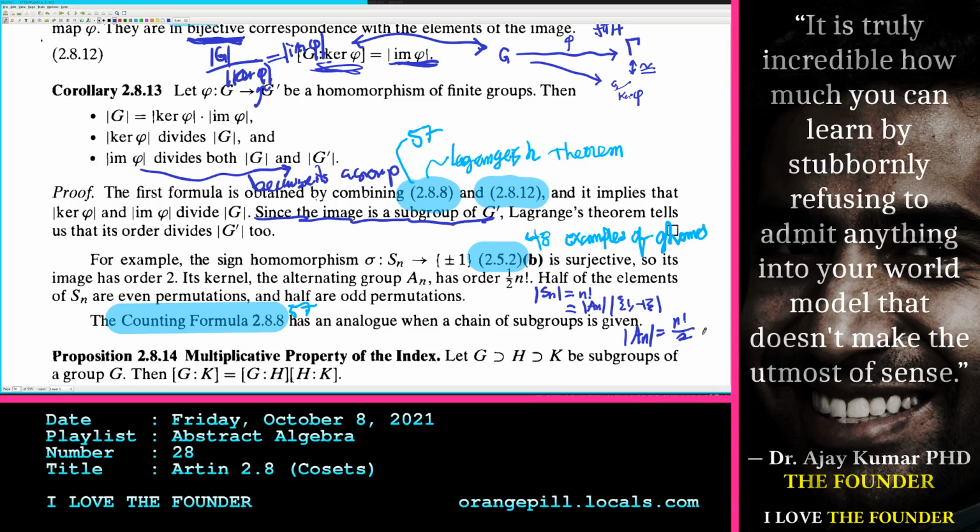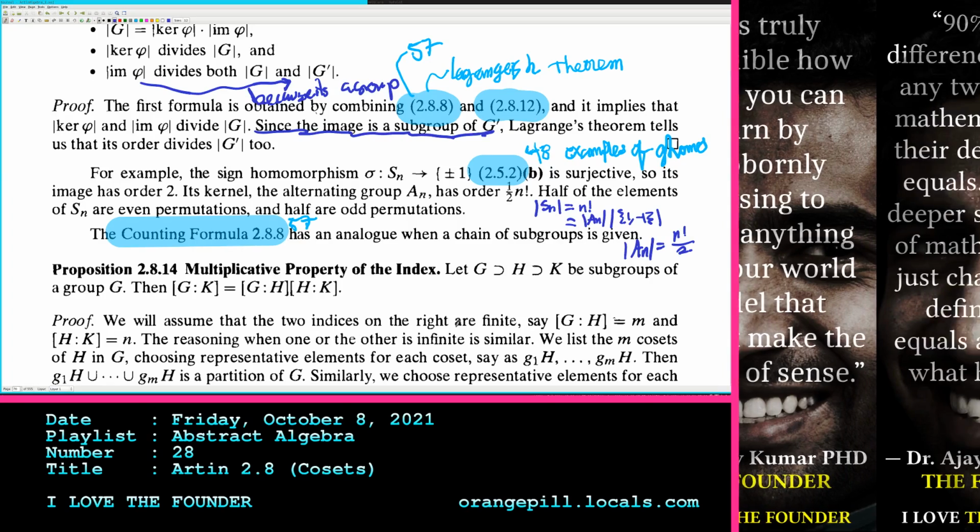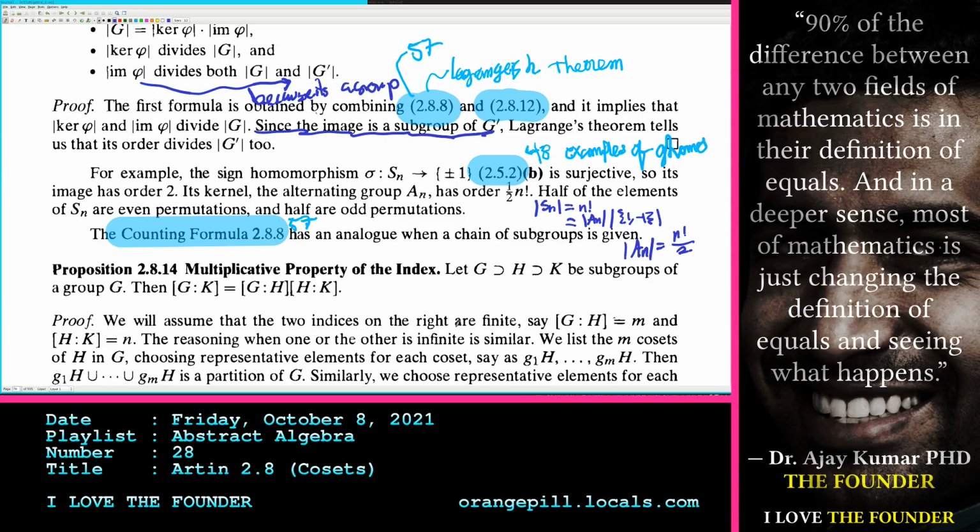The counting formula has an analog when a chain of subgroups is given. Oh boy. May have to take a break because my brain is on fire. Okay, we have another page. Jesus Christ. I have earned something after this.